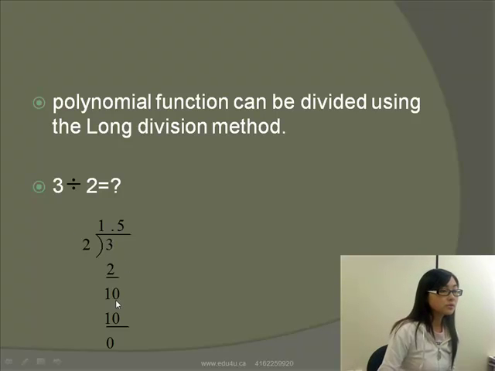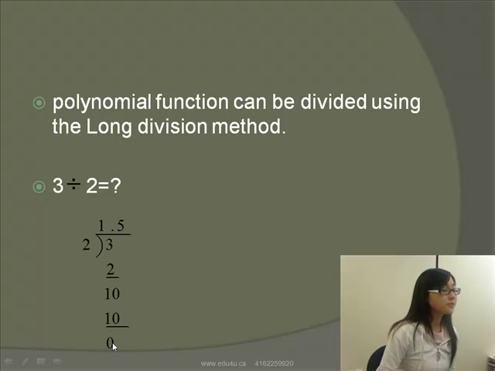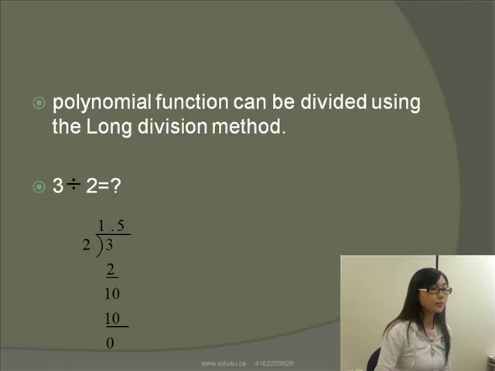3 minus 2 then equals 1, and then I put a 0 down. At the same time, I have to put a dot after 1. And then 5 times 2 equals 10, 10 minus 10 equals 0. So the final answer of 3 divided by 2 is 1.5.